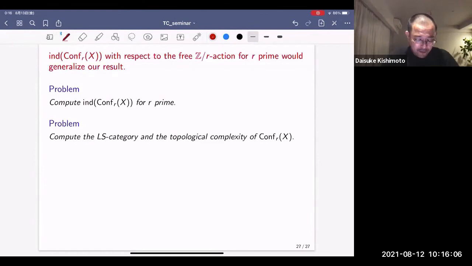And actually, these problems for the usual configuration spaces are very old. It was probably posed by Fadell or Husseini, one of them. In the usual topological case, these problems are very hard, actually. But in the discrete case, if you restrict X to be some class of simplicial complex, you have a chance to get answers to these problems. Okay, that's all. Thanks very much.